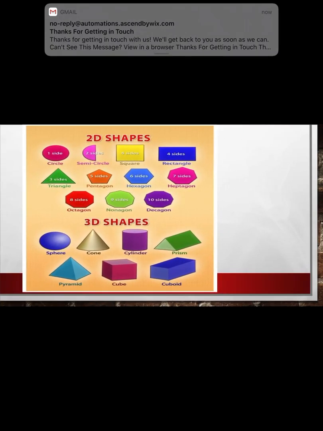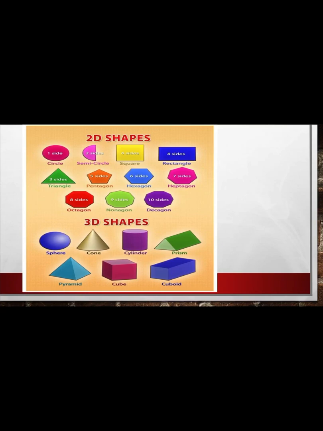Now let us first come to 2D and 3D shapes. One side, circle. Two sides, semicircle. Three sides, triangle. Four sides, square, maybe rectangle. Five sides, pentagon. Six sides, hexagon. Seven sides, heptagon. Eight sides, octagon. Nine sides, nonagon. Ten sides, decagon. So these are all 2D shapes.